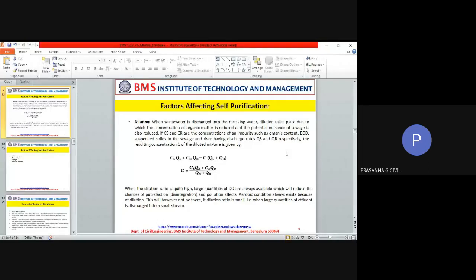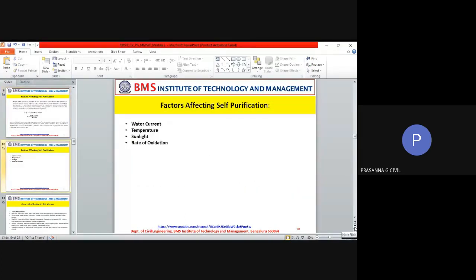But we need to dispose of the wastewater in such a way that the stream can regain itself after some time. And that is possible only with certain conditions. The factors which affect this are the dilution, the water currents, the temperature, sunlight, and the rate of oxidation. I hope that is very clear.